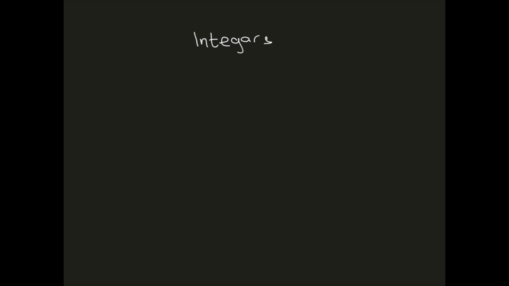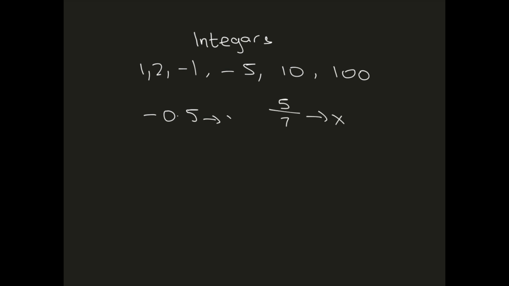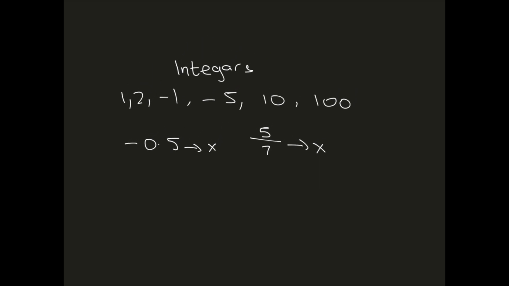What I mean by whole number is 1, 2, -1, -5, 10. No matter how big or small a number, as long as it's a whole number, it can be an integer. So -0.5 is not an integer because it's a decimal figure. In the same way, 5/7 is also not an integer because it's a fraction, right? So an integer is any number that exists in the form of a whole number. Every whole number is an integer, and this includes 0, right?